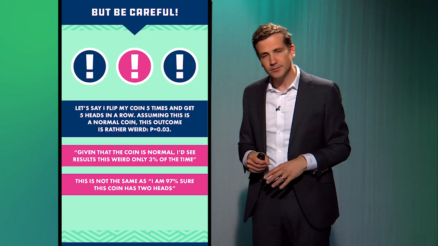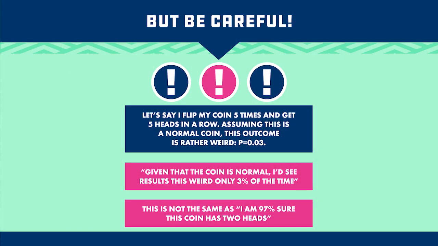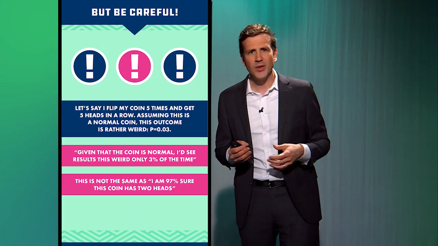But be careful. So here's a warning. Let's say I flip my coin 5 times and I get 5 heads in a row. Assuming this is a normal coin, right? This is just a coin that you know, heads and tails. This is pretty unusual. The p-value is 0.03. That's a bit unusual to get 5 heads in a row. Not crazy. It would happen 3% of the time.